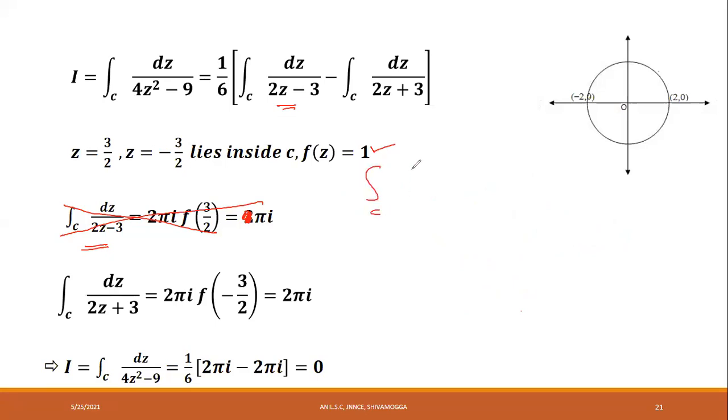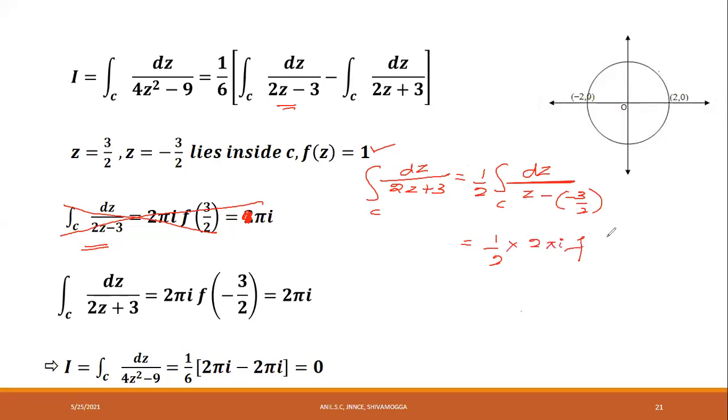Integral over C dz divided by 2z plus 3. This is equal to integral over C dz divided by, here take 1 by 2 as common factor. What we get here is z plus 3 by 2, that can be written as z minus of minus 3 by 2. This is equal to 1 by 2 into Cauchy's integral formula, which is 2 pi I into f of a, that is f of minus 3 by 2. And this is a constant function. Therefore, for all values of z, it is equal to 1. f of minus 3 by 2 is also equal to 1.